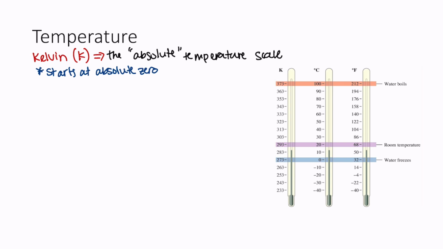Absolute zero is the temperature where matter stops moving. We have not reached absolute zero yet. It also means that the Kelvin scale only has positive values.